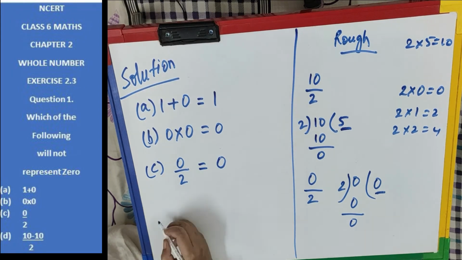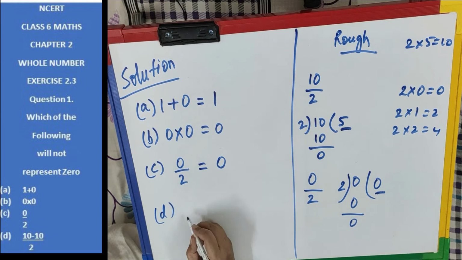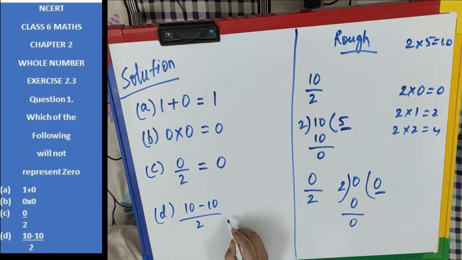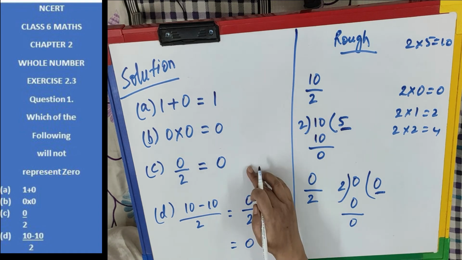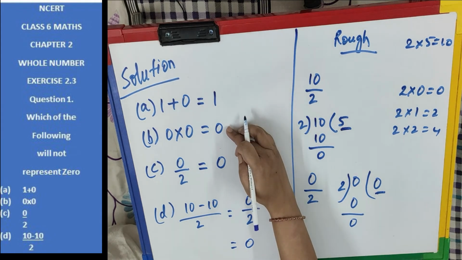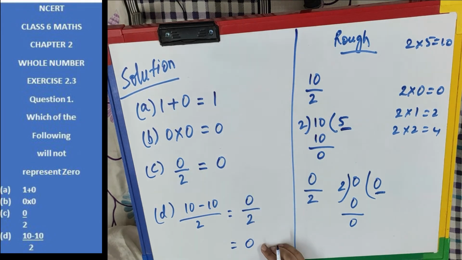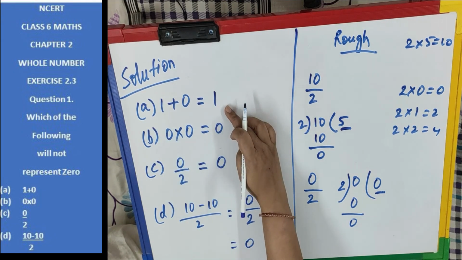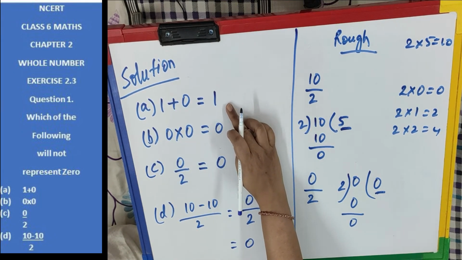Now the last option, which is D: 10 minus 10 by 2. 10 minus 10 is 0. 0 divided by 2, we have seen, is 0. So the answer is 0. In this also we got 0, and in part D also we got 0. Only in A we have not got 0. We got the answer as 1.